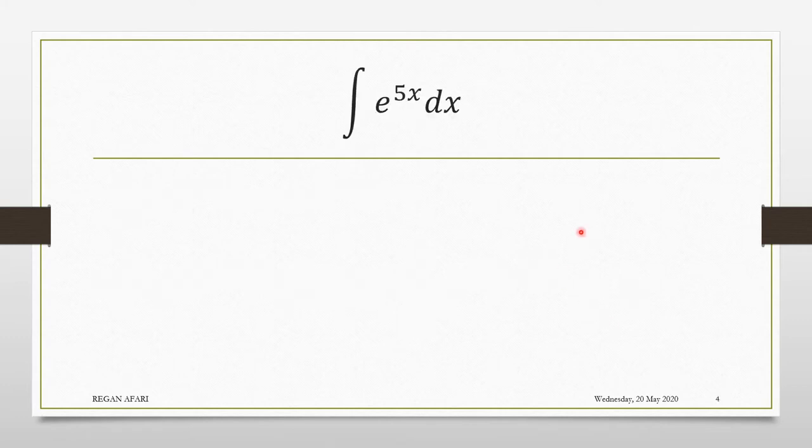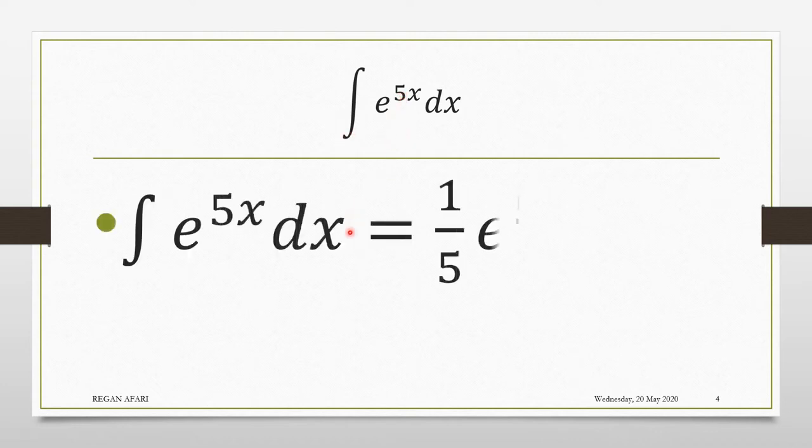So now let's practice our first example. We have e raised to the power 5x and we want to integrate this. So like I said, it's the same e raised to the power 5x, but you divide by the coefficient here, that is 5. All right, so that is it. You are done. Very simple.